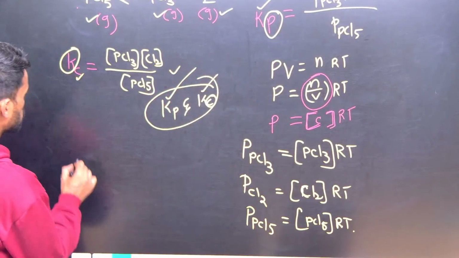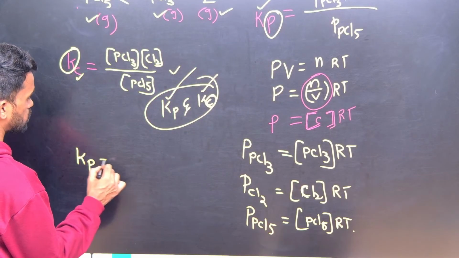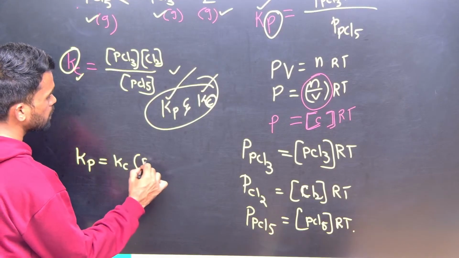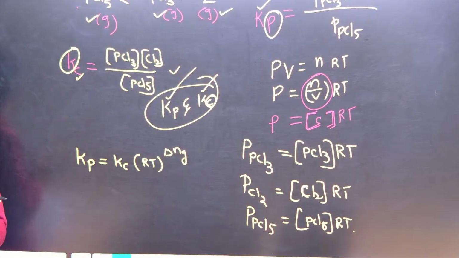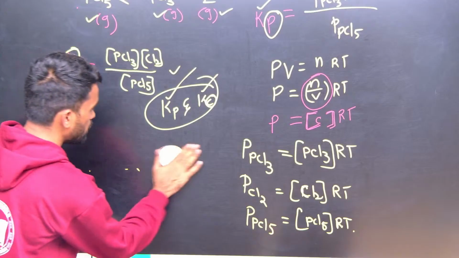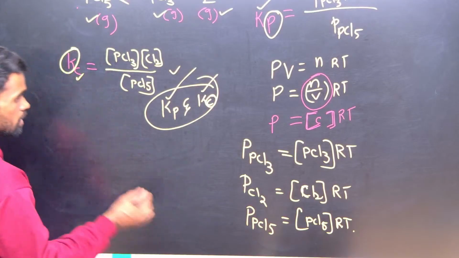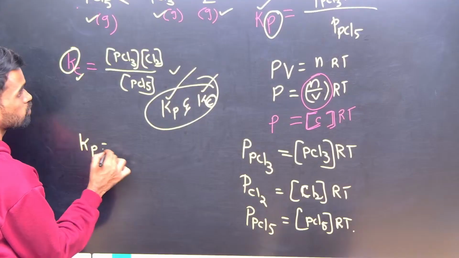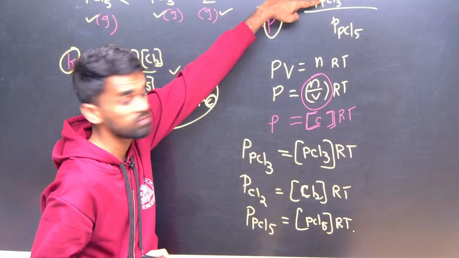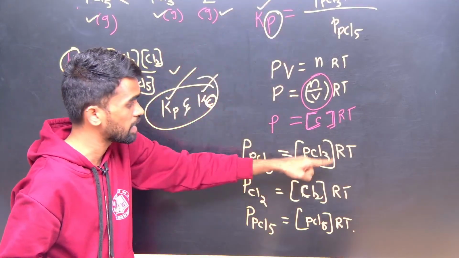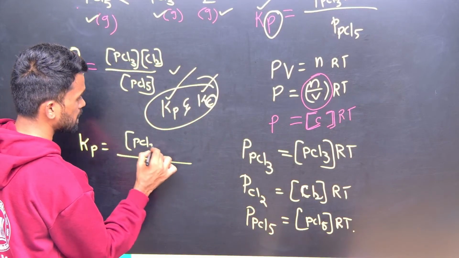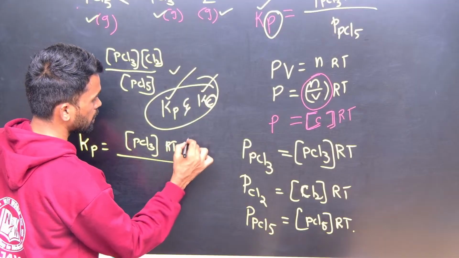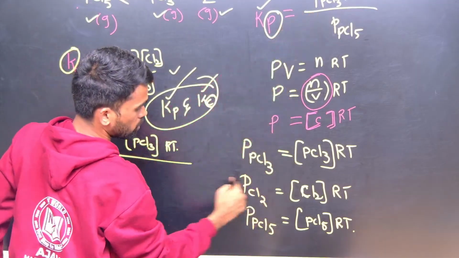What we will get is something like this: Kp equals Kc (RT) power delta ng. What is this delta ng here? Why am I getting this equation? If you want, we will go through each step again. Kp means partial pressure of PCl3 and so on. In the place of that, I can write this. So I can write concentration of PCl3 multiplied with RT, and the next, Cl2, I have.